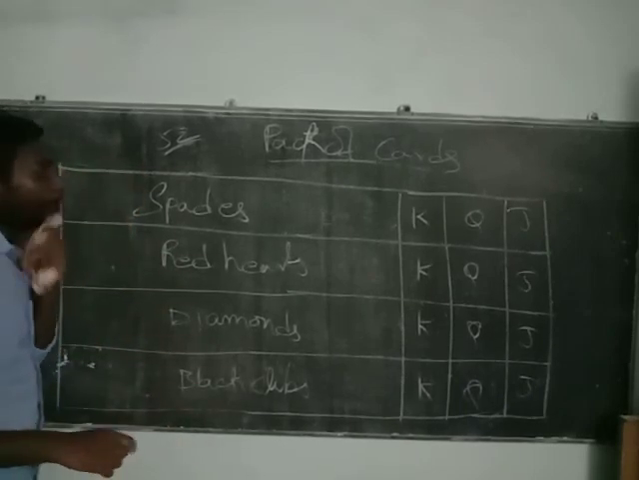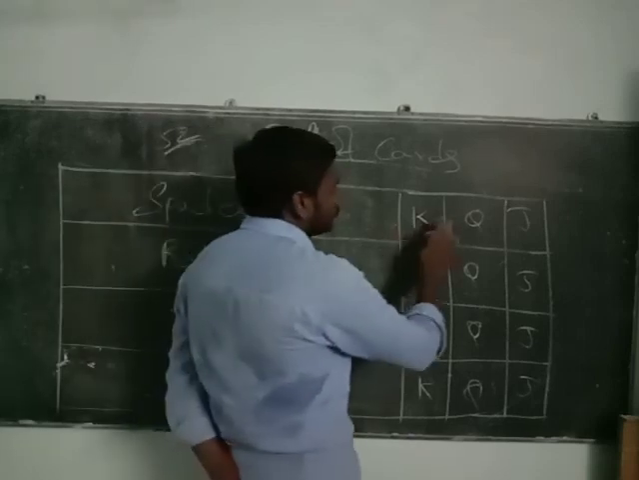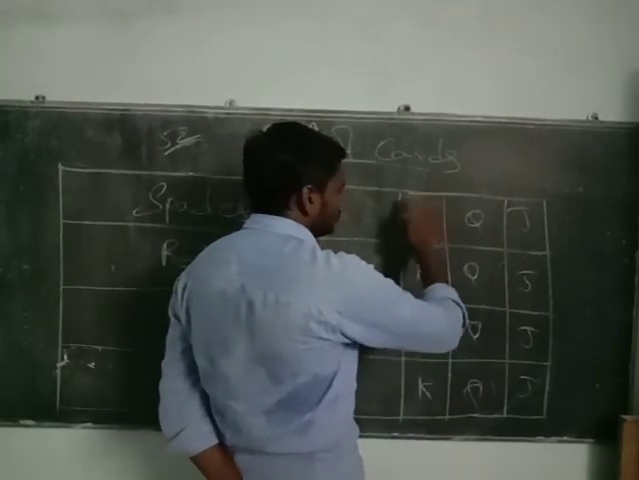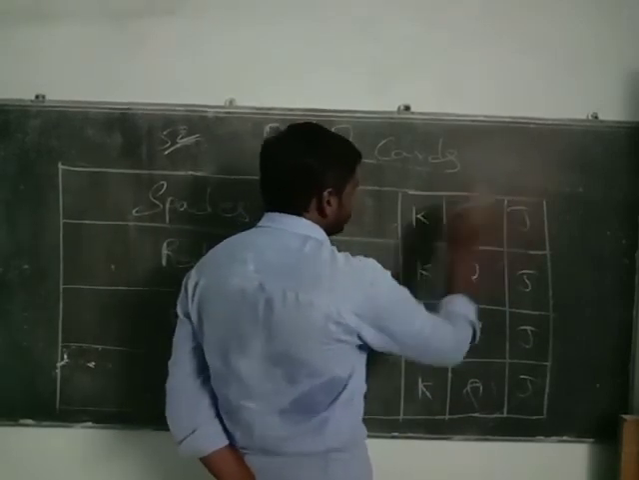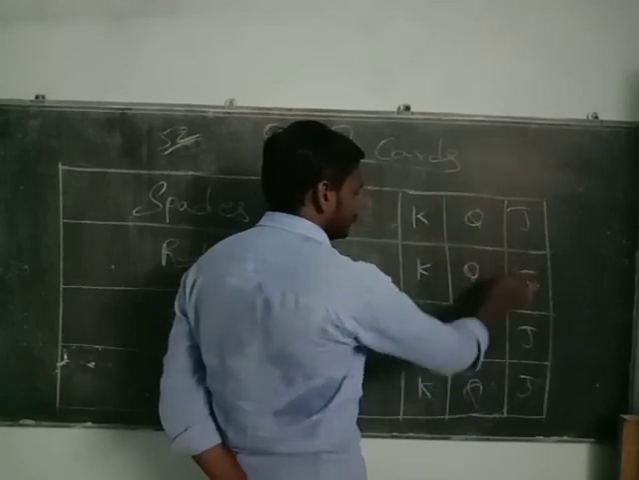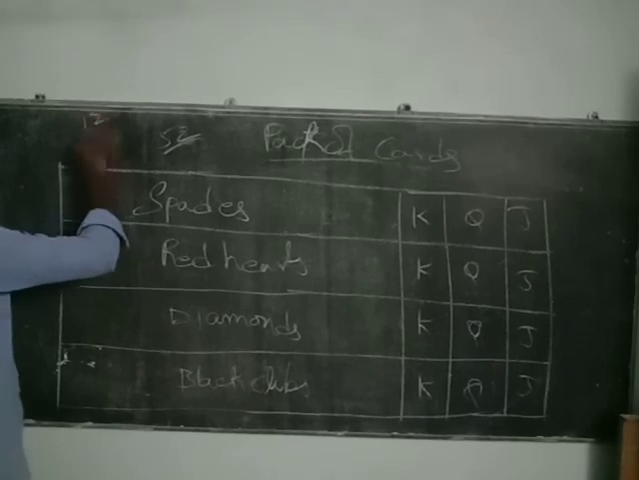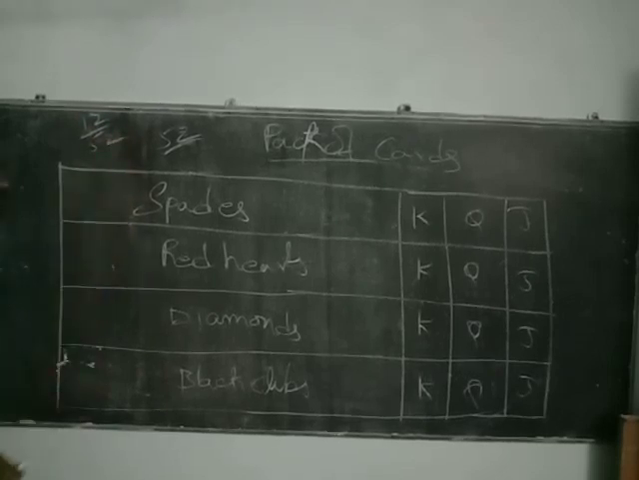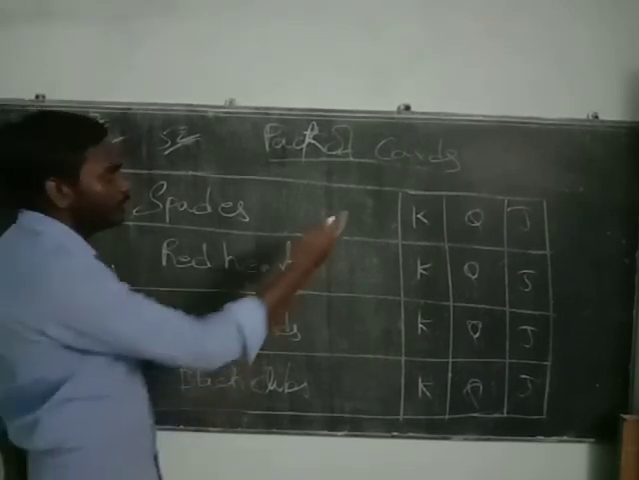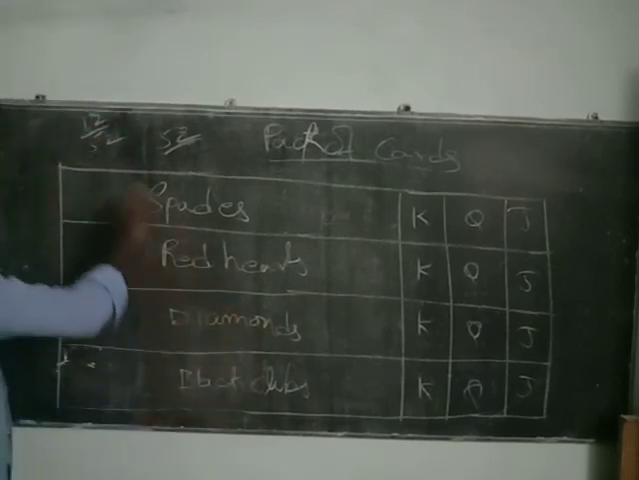The probability of getting a face card is either any one of these, so that might be king, queen, whatever it might be, 1, 2, 3, 4, 5, 6, 7, 8, 9, 10, 11, 12. I have 12 face cards out of 52. Getting a face card out of a pack of cards is nothing but 12 by 52.